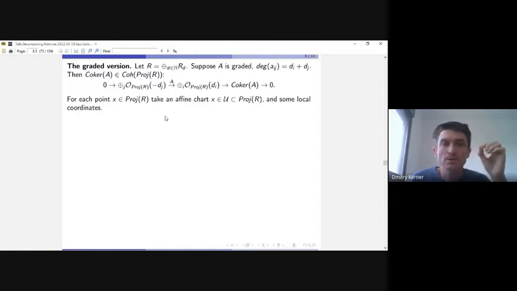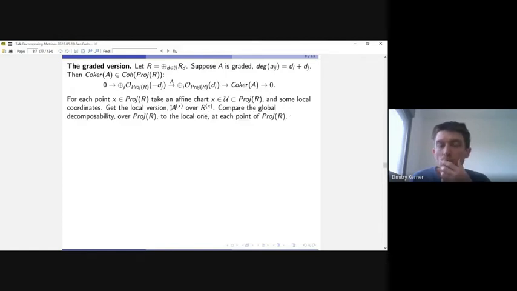And now we can localize. After all, we have some projective scheme, for example, P2. And at each point of this P2, take some affine chart, on P2 or Pn, and take some local coordinates there. And then we get the local version. Previously A was graded, and it was over this R. And now we fixed some affine coordinates and localized, and we have the local version over the localized ring. And then we can ask about the decomposability of this localized version, or the decomposability of the initial version. Yes, so the decomposability of the global sheaf over the whole Proj R, or the decomposability of the local objects, point by point.